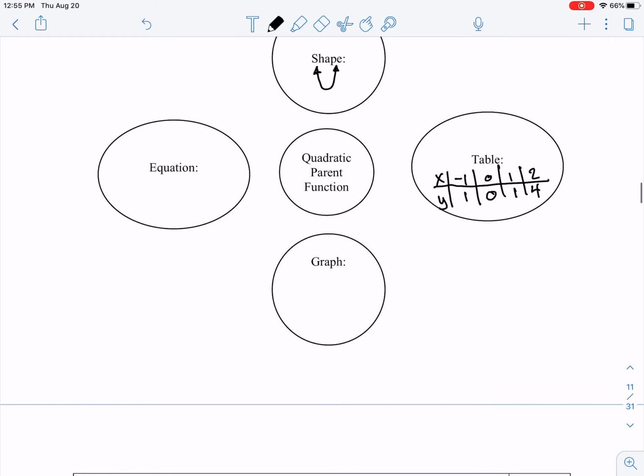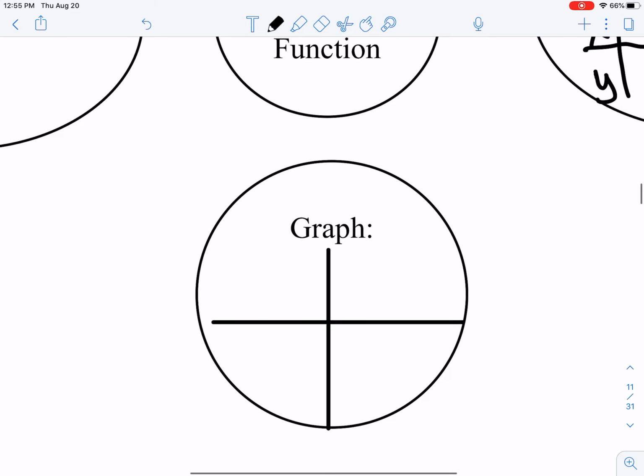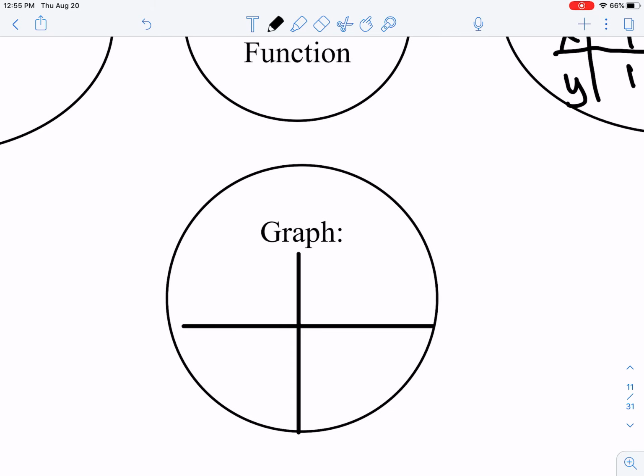The graph, again, is very similar to the shape. Those are the points 0, 0; 1, 1; 2, 4; and 1, 1, or -1, 1. And then this will be your graph.